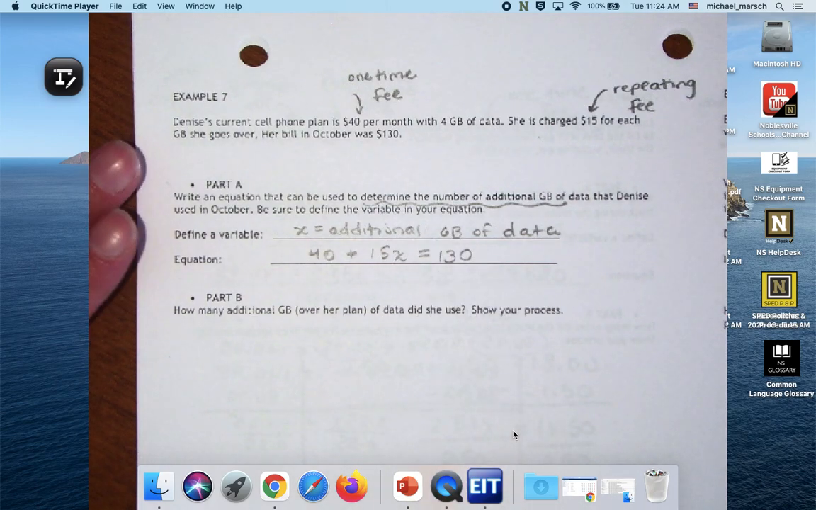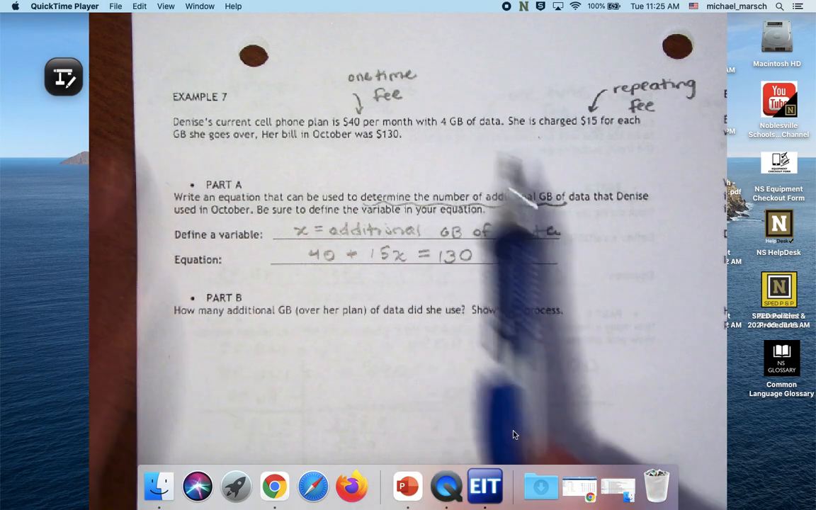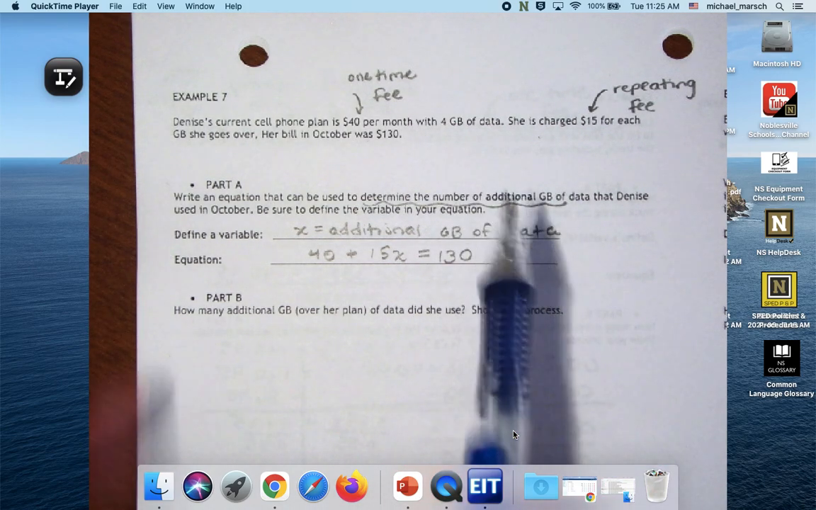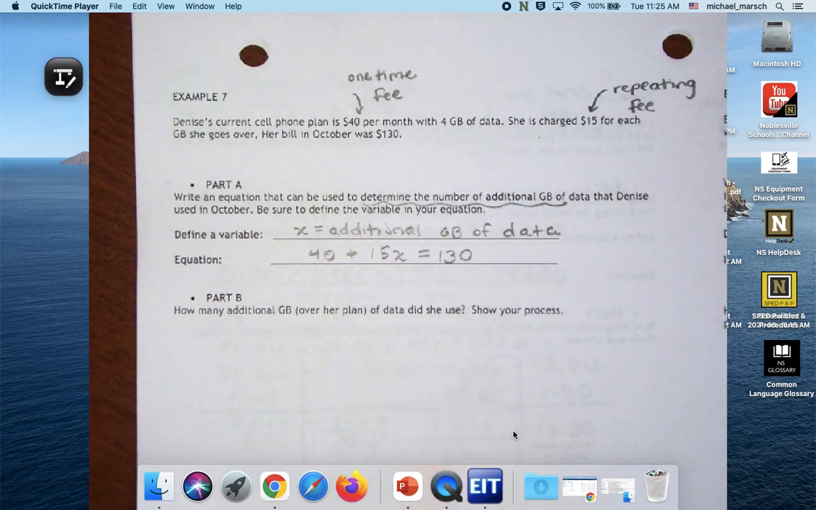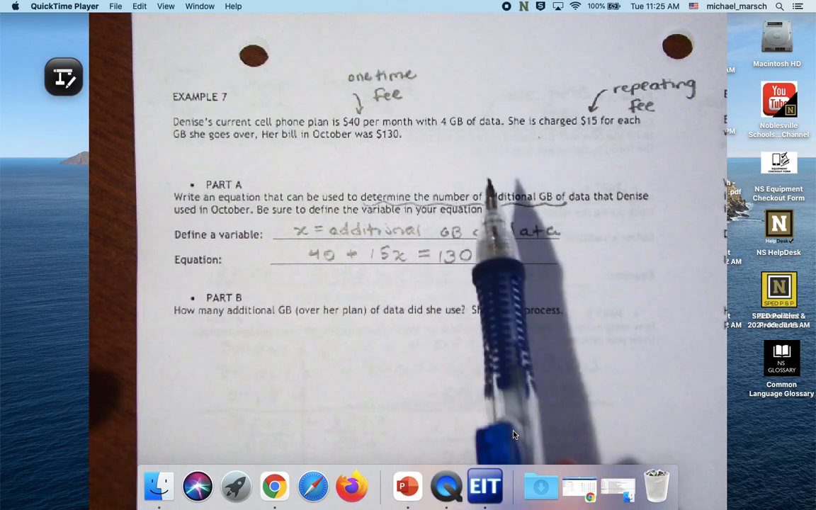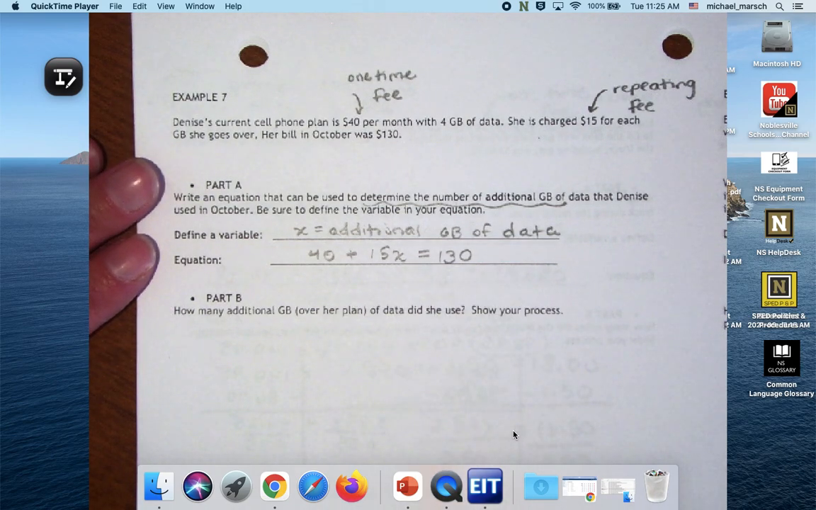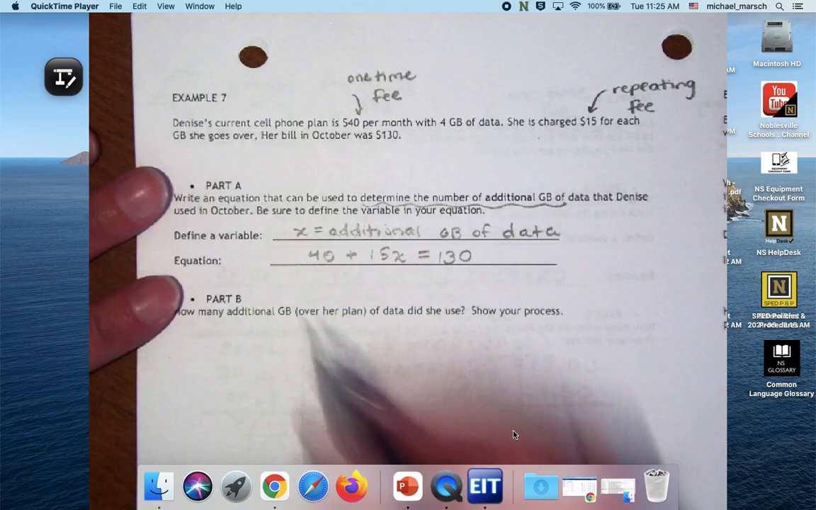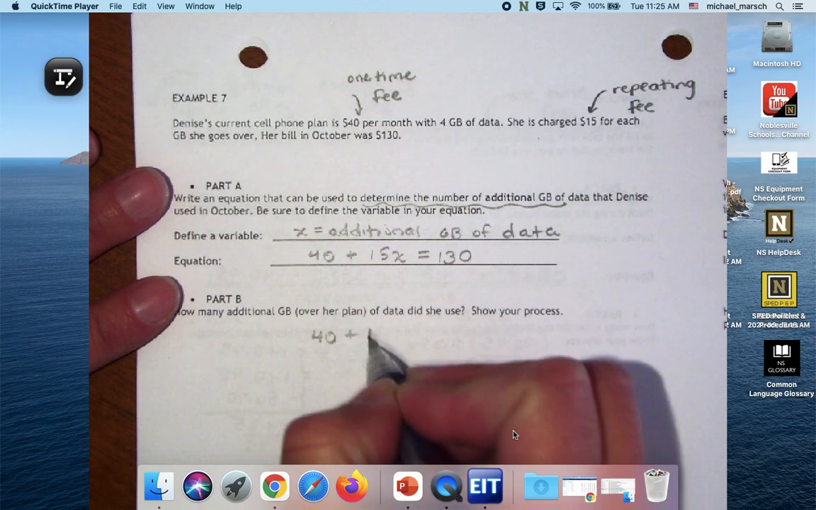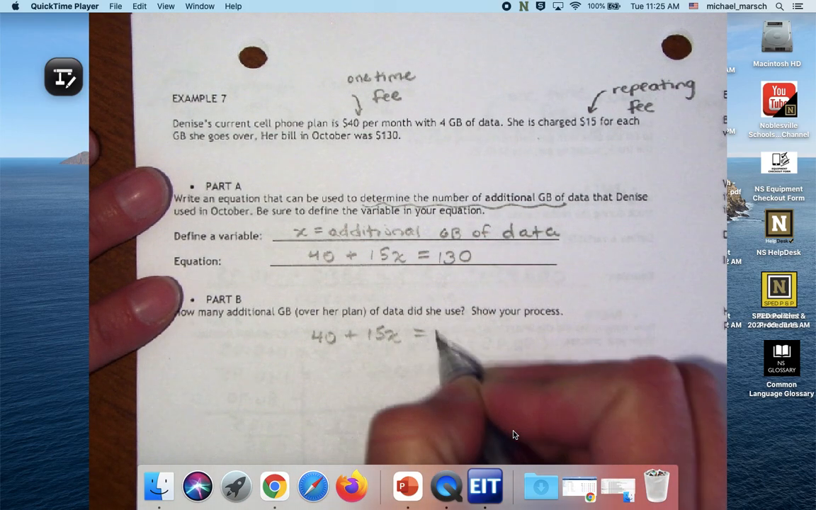So you wouldn't do anything with the 4 gigabytes? No, but we're going to use that information later for part C, but we can talk about that in a second. So right now, all we're trying to figure out is how many extra gigabytes did she use in October? So 40 plus 15x equals 130.